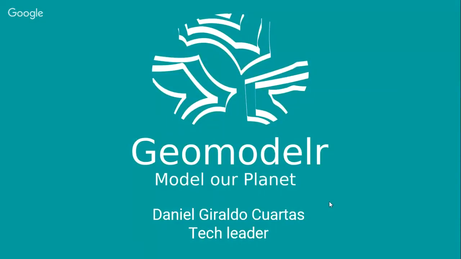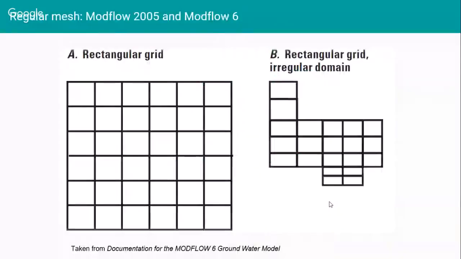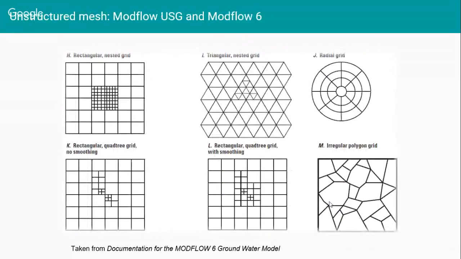MODFLOW 6 allows you to create three kinds of meshes. The first one is a regular layer mesh based on MODFLOW 2005. The second one is an unstructured grid. This grid is layered and is based on MODFLOW USG. And the third one is a fully unstructured grid. This mesh uses the same discretization structure of MODFLOW USG, but is not layered.